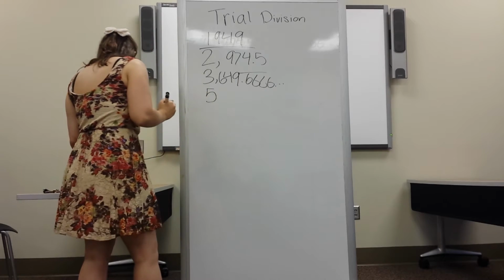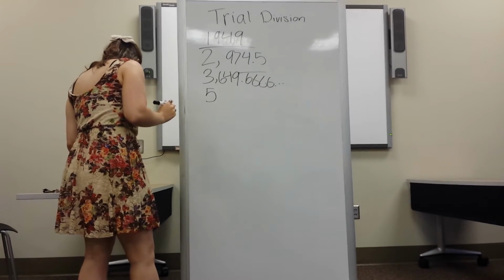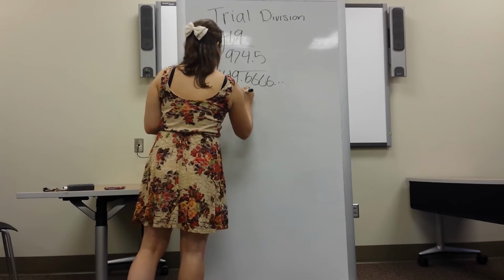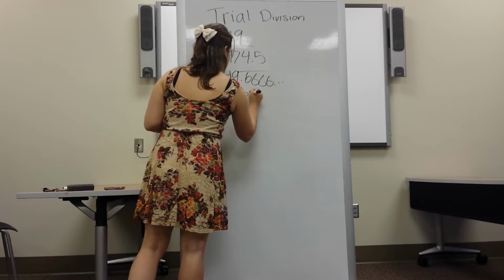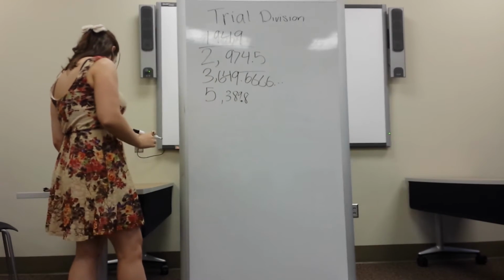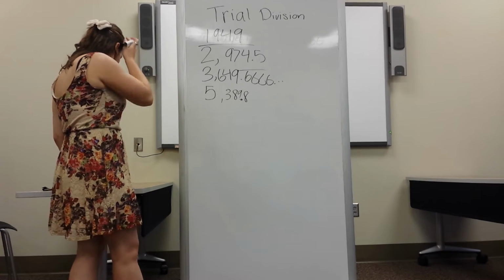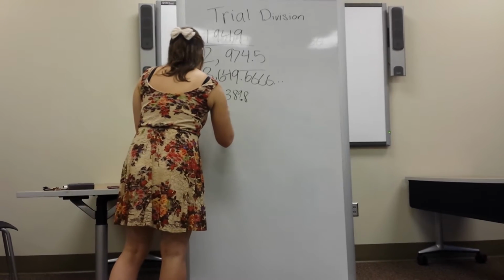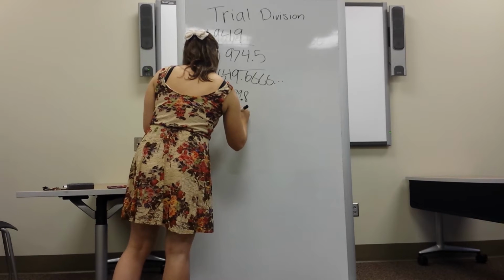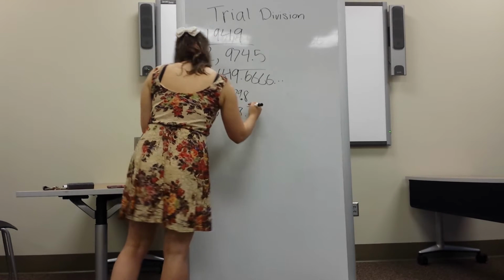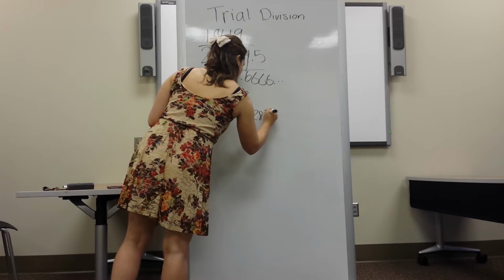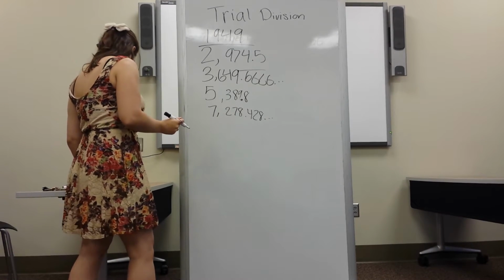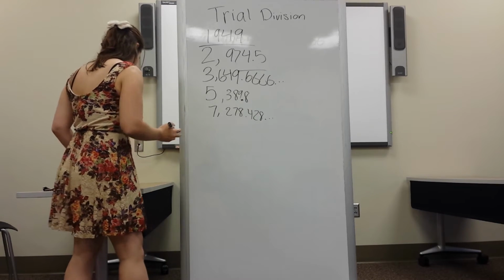All right, we divide 5 into 1949, and we get 389.8. All right, there we go. And I'm just going to keep going through the prime numbers. Next we have 7. Next number is going to be 11.